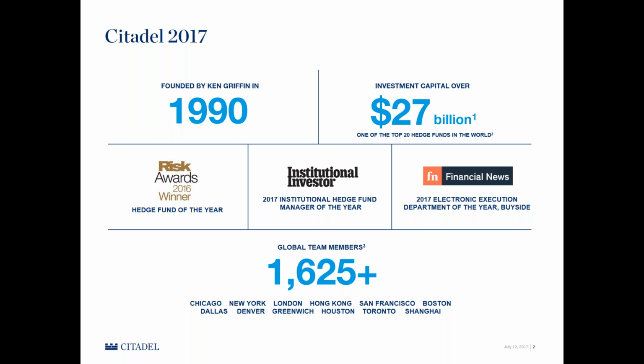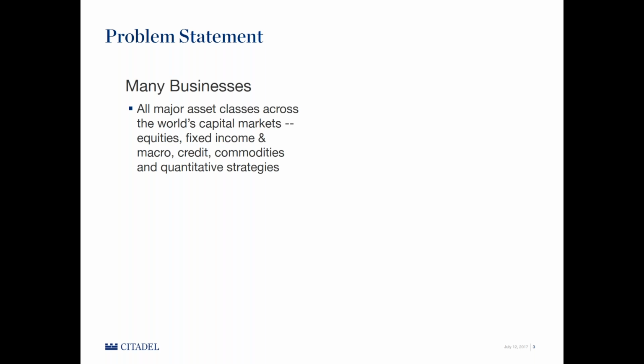So first of all, Citadel is 27 years old, founded in 1990 by Ken. The asset manager portion of the business currently has 27 billion under management. We have about 1,600 employees globally, spread around the world and many different continents. The thing that makes us particularly unique and different from the perspective of this conversation, though, is we're what's called a multi-strat fund, right? So we have many business lines that invest in lots of different kinds of financial instruments.